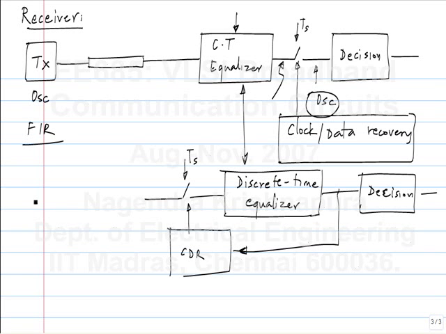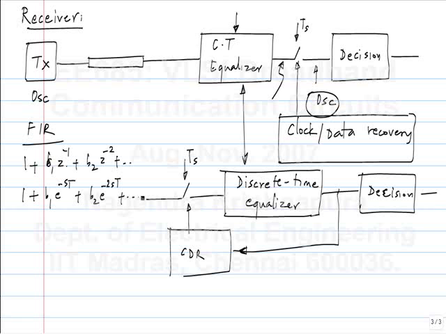FIR type of responses, that is 1 plus A1 Z inverse, B1 Z inverse plus B2 Z inverse square, or if I have to write the same thing in the continuous time in the Laplace domain, I will do, and so on. Okay. How would we implement this? So we'll only consider responses of this type.